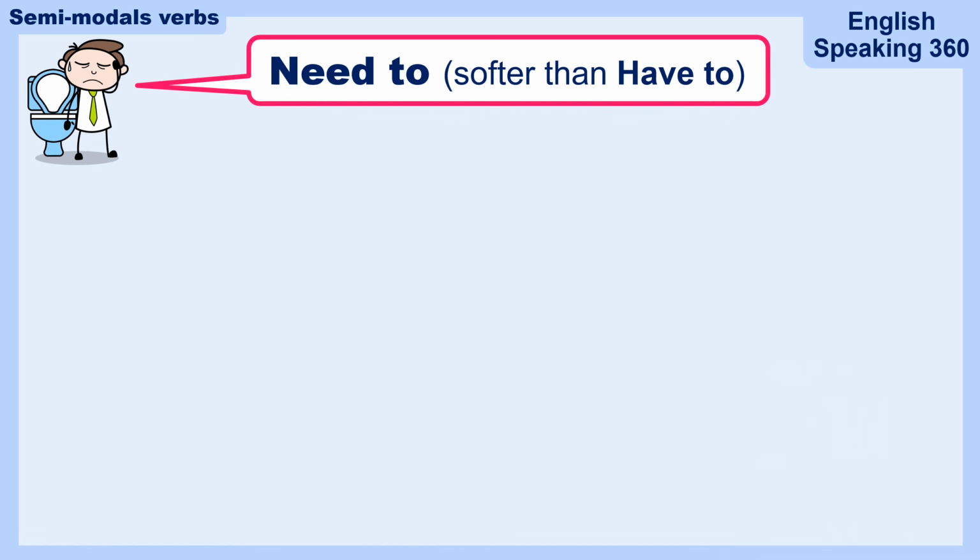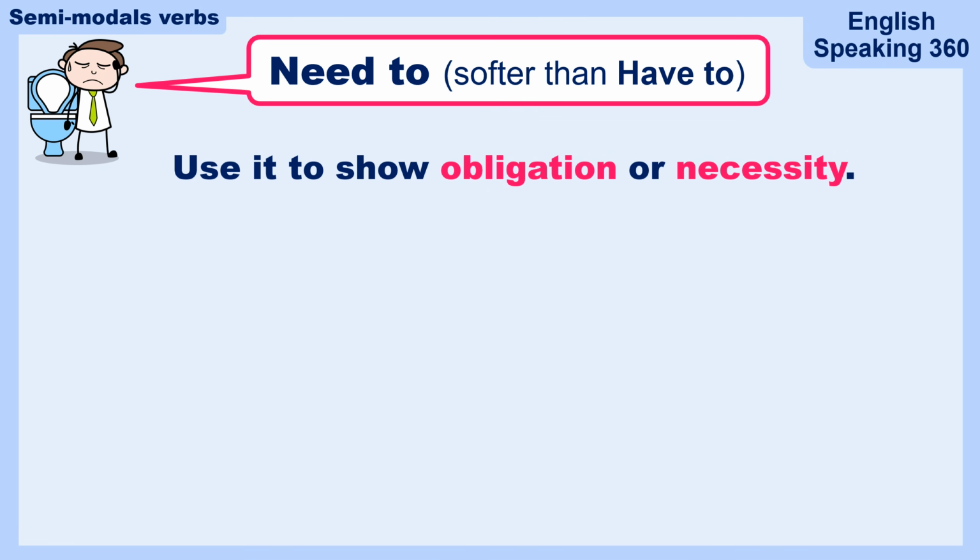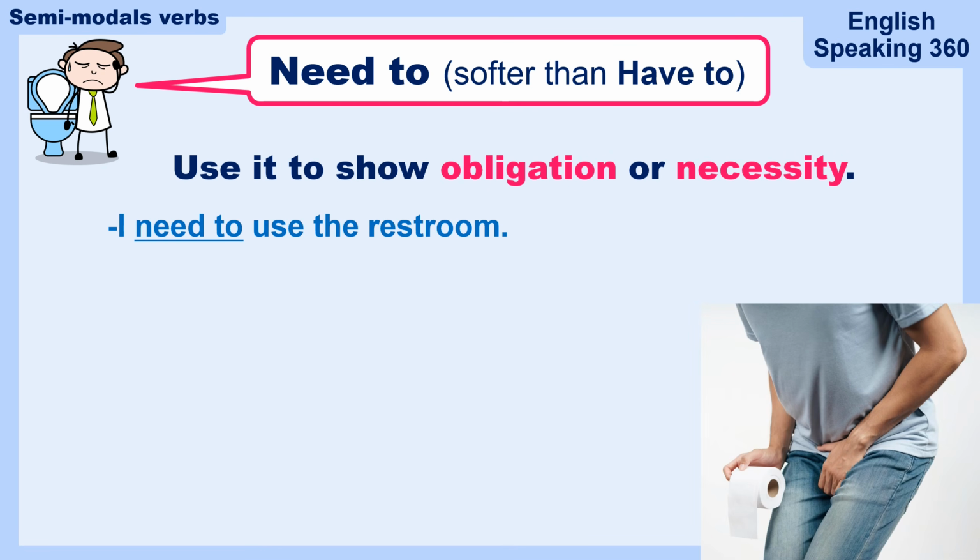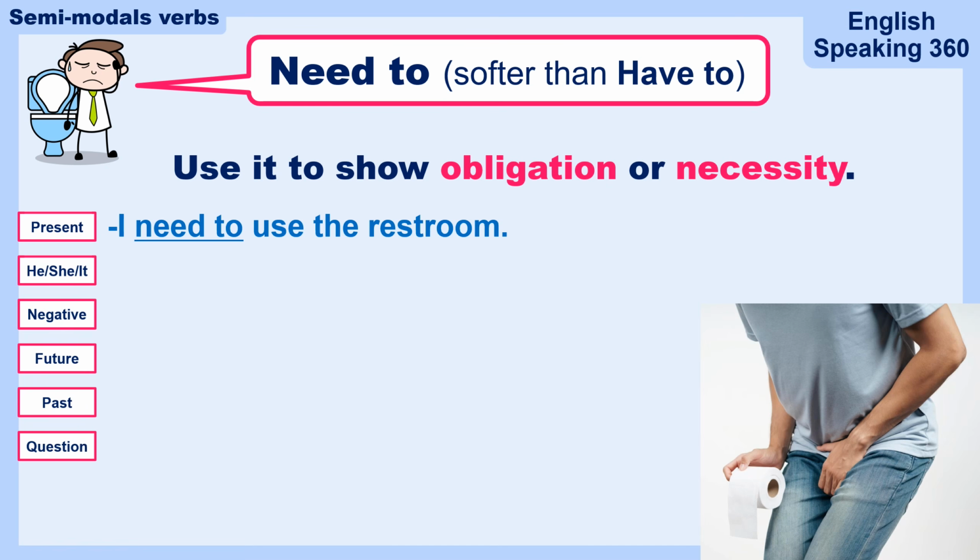Need to. Need to is softer than have to. So use it when you want to show obligation or necessity. For example, I need to use the restroom. That's a very good example. I need to use the restroom. That is the present tense.